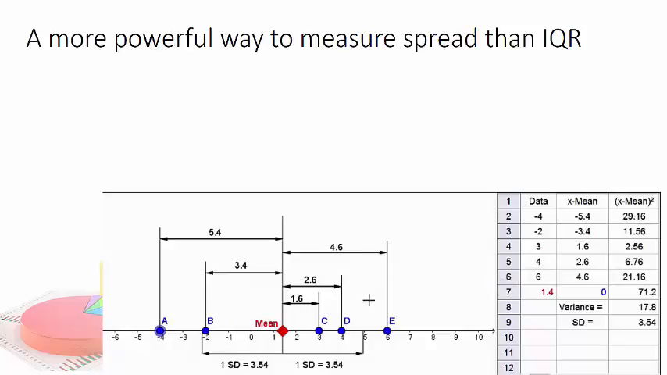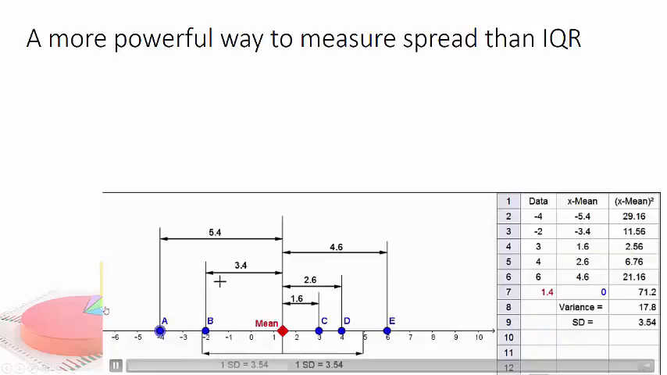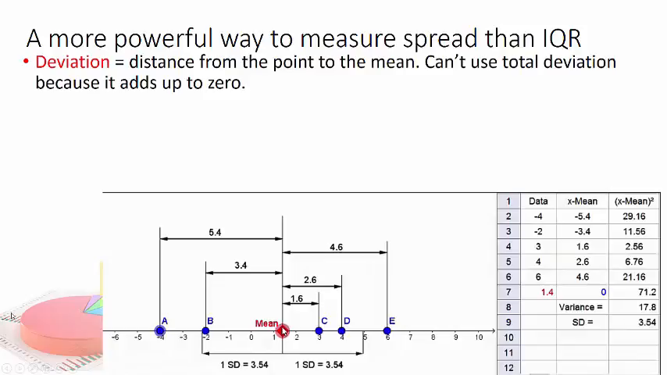So basically, if I wanted to look at the spread of the data, one thing I could do is look at all these numbers here. E is 4.6 above the mean, D is 2.6, C is 1.6 above the mean. A and B are both below the mean, and this should show a negative, but the software is a little picky. So these are below the mean. These are called the deviations, which is the distance from the point to the mean.